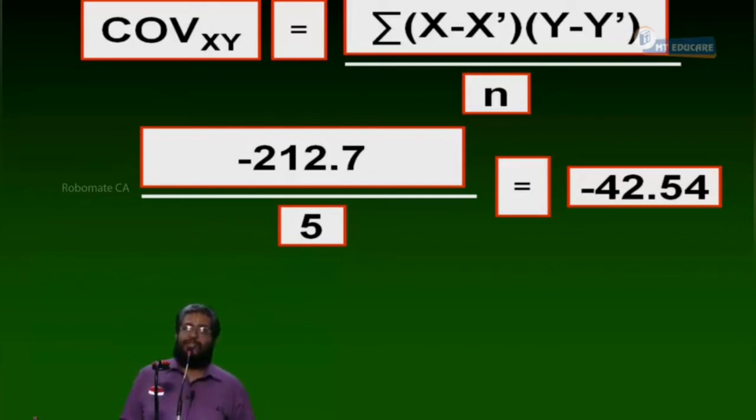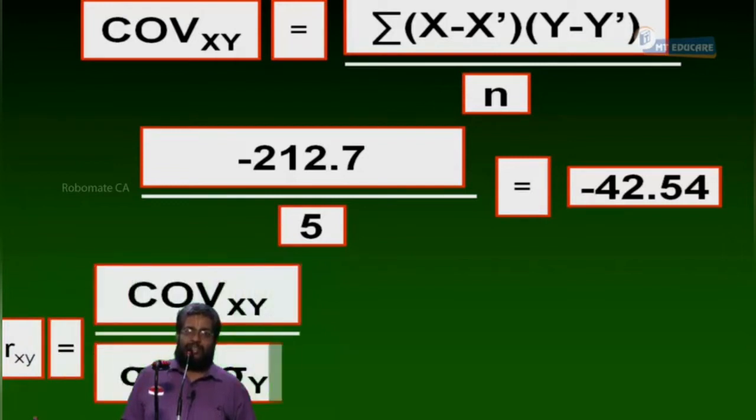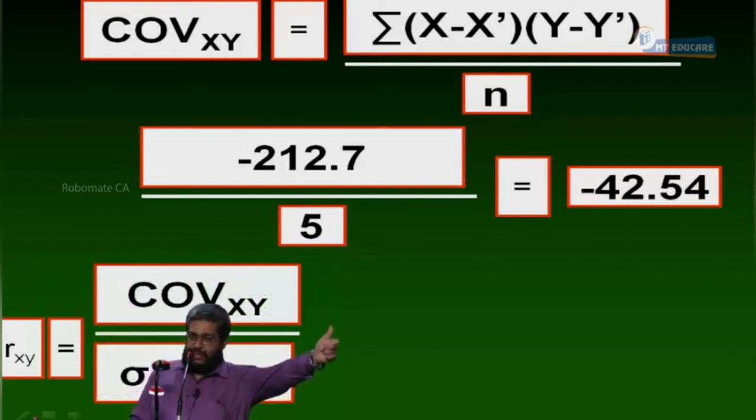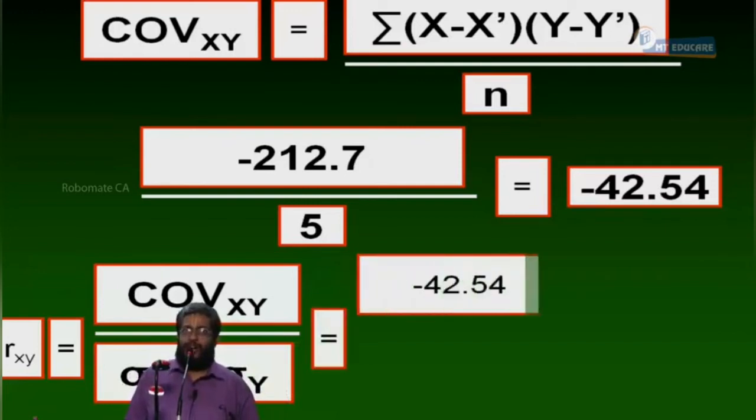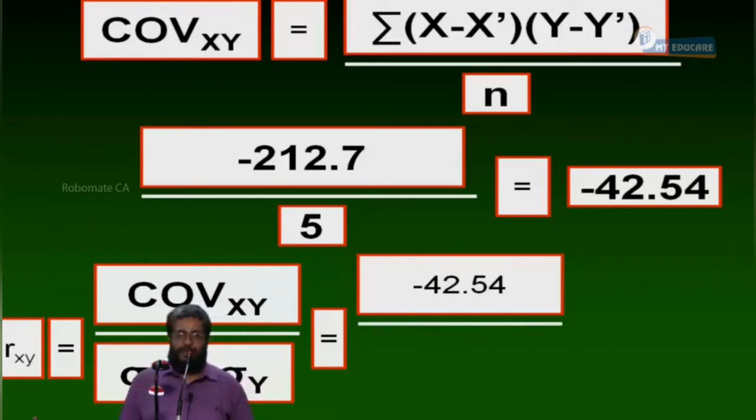Rxy is equal to, I forgot the formula, please tell me, R is equal to what? Covariance of X and Y divided by sigma X into sigma Y. We need not calculate sigma X, sigma Y, already calculated in the first sum, yes or no? You look at the number and tell me. Please tell me the substitution: minus 42.54 divided by what?